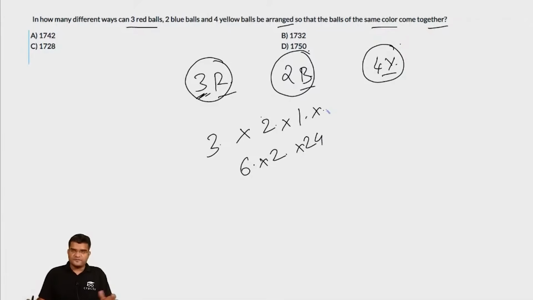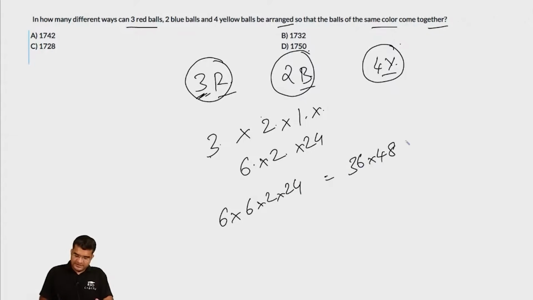So the total number of ways of arranging will be 3 into 2 into 1, which is 6, into 6 into 2 into 24. This is equal to 36 into 48. The value of 36 into 48 is 1728. So the correct answer is option C.